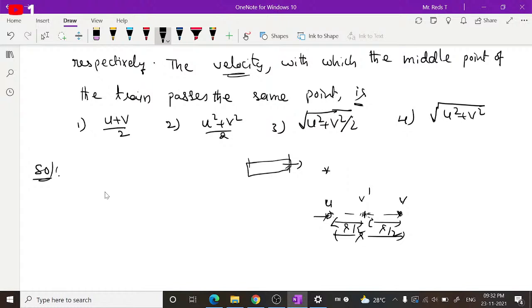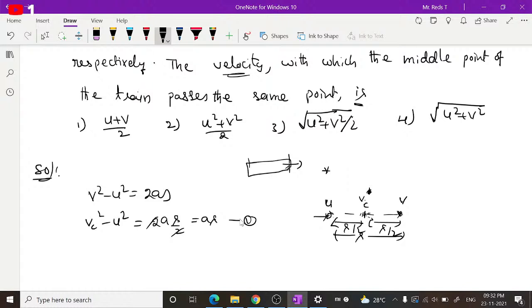By using one of the equations of motion, v square minus u square is equal to 2as. Here, I take v at the center, vc. So vc square minus u square is equal to 2a into s by 2, the 2 cancels, as I have taken only half of the distance. So it is equal to a into s. Let's take this as equation 1.